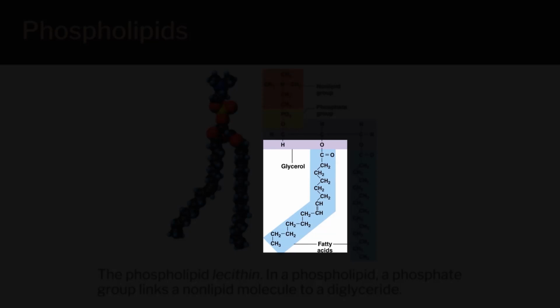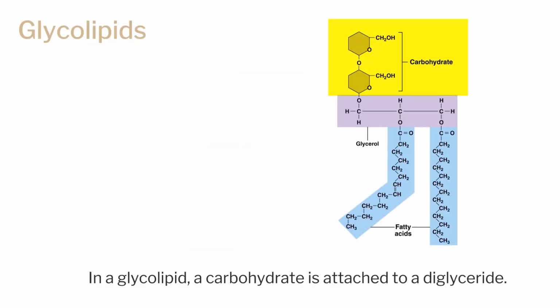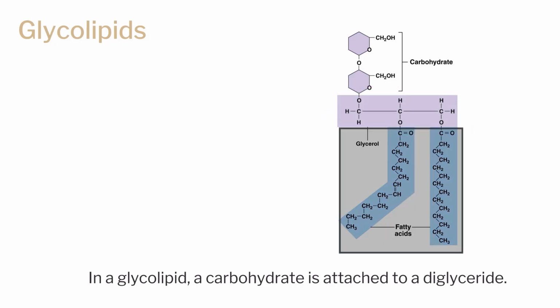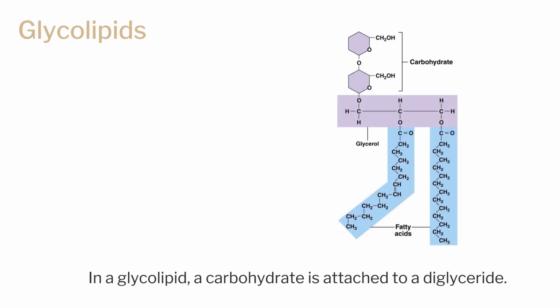and appears bent. In a glycolipid, a carbohydrate is attached to a diglyceride. The carbohydrate here consists of two 6-carbon rings attached to the glycerol head, which is attached to two fatty acid tails. One is saturated and straight, and one is unsaturated and bent.